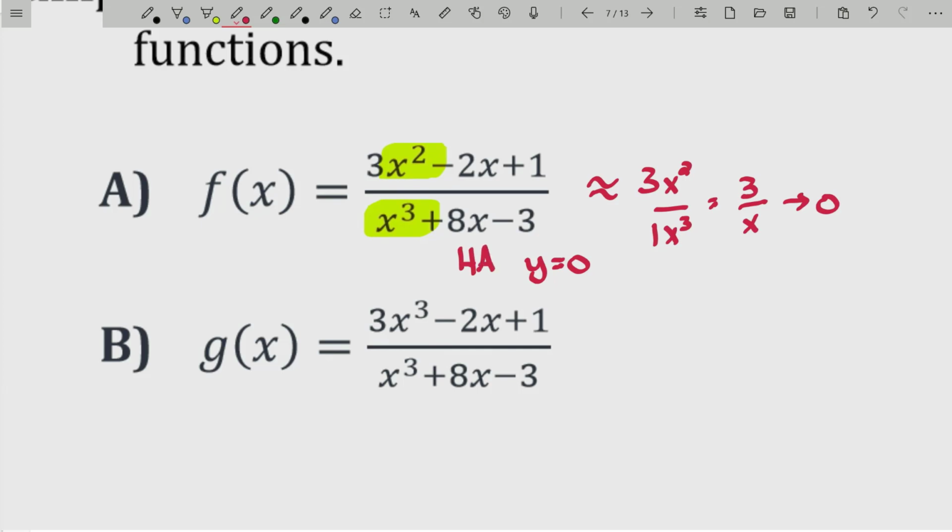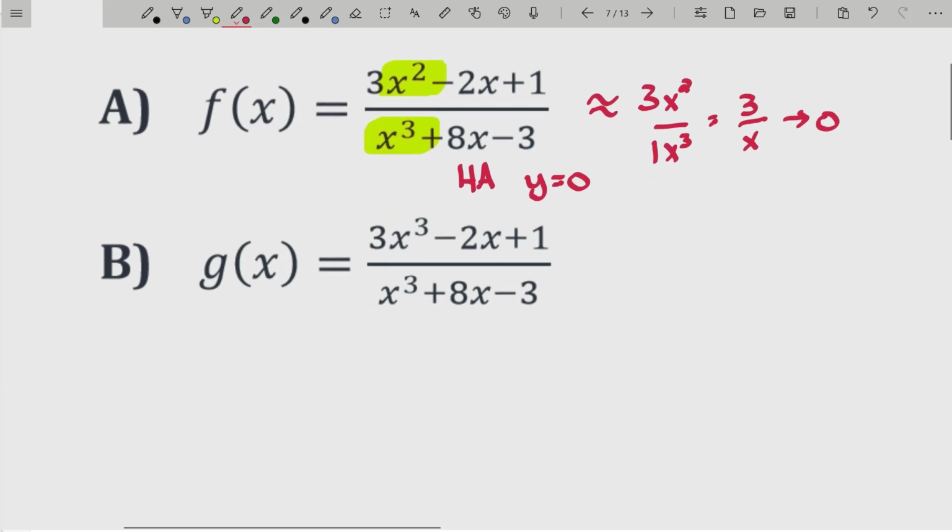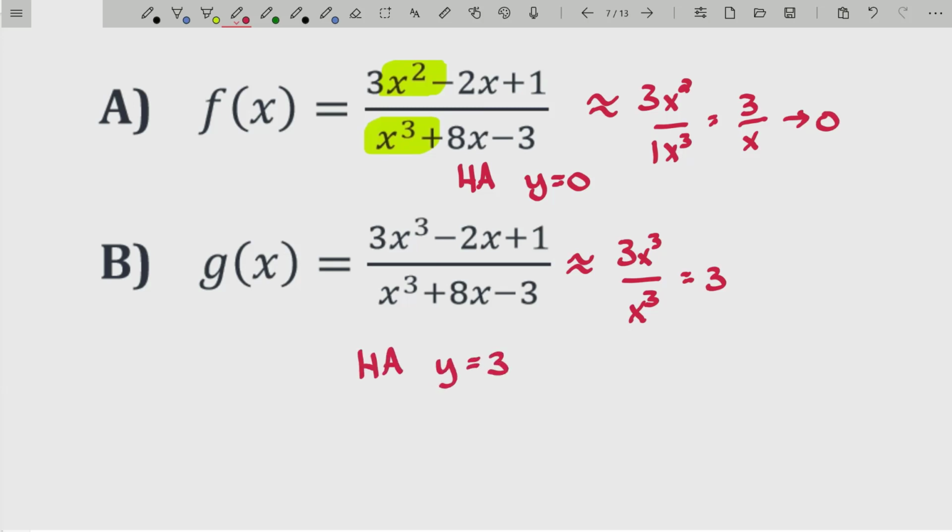I'm just going to write HA, y equals 0. On the other hand, g of x, well, this is over the long haul, roughly 3x cubed over x cubed, which is equal to 3. So I know over the long haul, not in the short term, but when x is massive, whether it's positive or negative, this function g of x will tend to a height of 3. So the horizontal asymptote here is y equals 3.